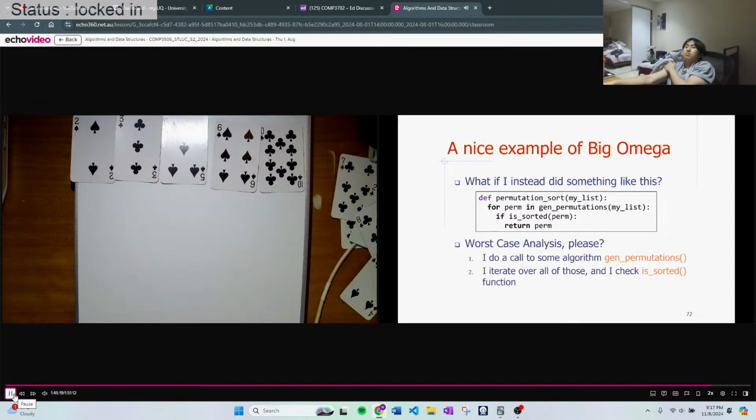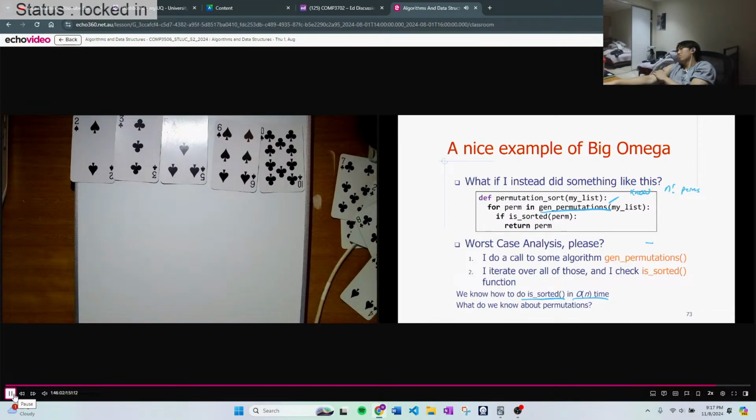No way. So I do a call to some algorithm called gen permutations. Now I haven't given you an algorithm for that. I don't know what it does, but what I do know is that it at least creates n factorial things. And then I iterate over those, checking until I find the sorted one. We can check if a list is sorted in linear time. We know that, but all we know about permutations is that there are n factorial of them. We don't know the runtime of gen permutations.